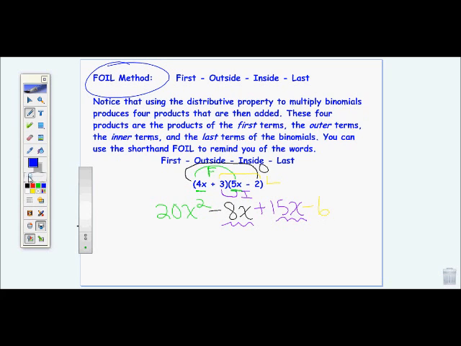Now to finish that off, we have to make sure that we combine those like terms. So in my order of degrees, 20x squared, negative 8x, positive 15x is going to give me a positive 7x, and my constant term is my negative 6.